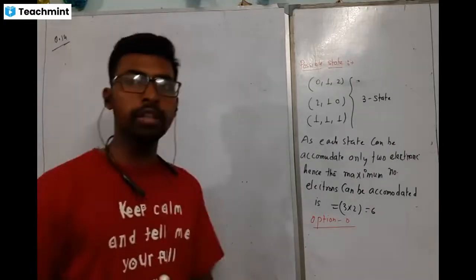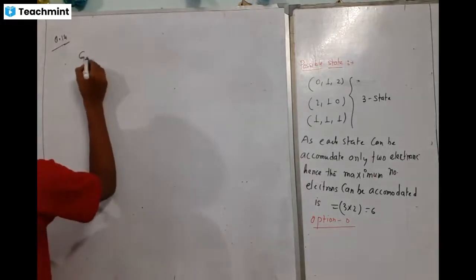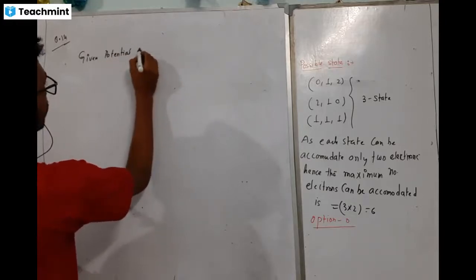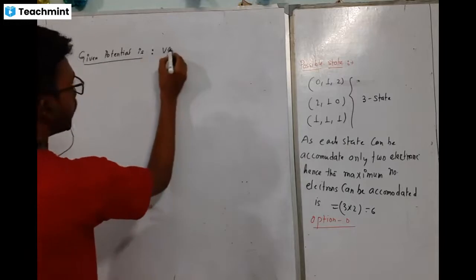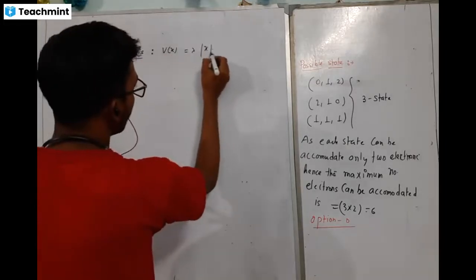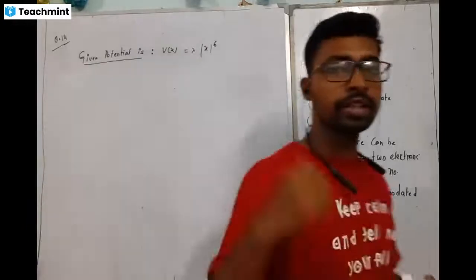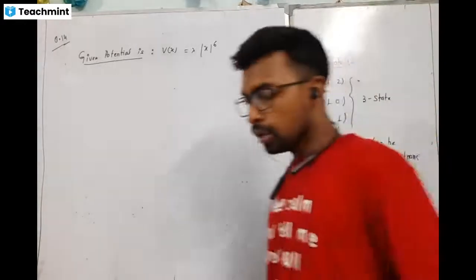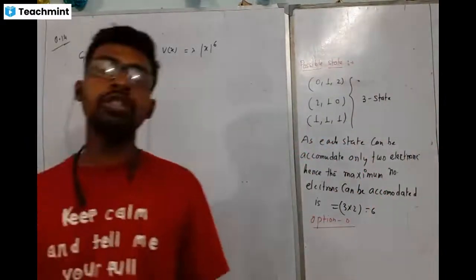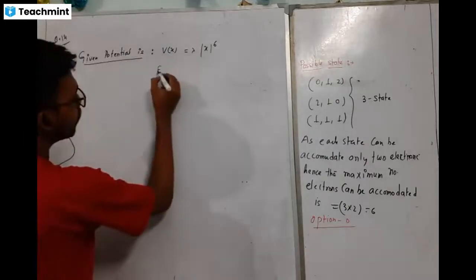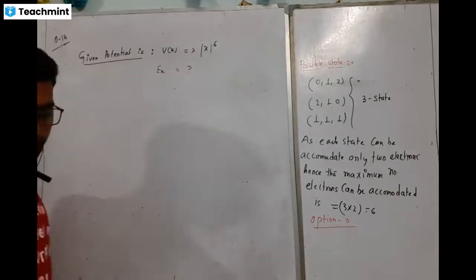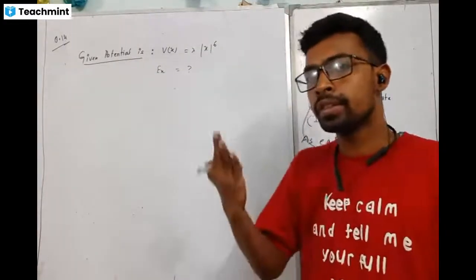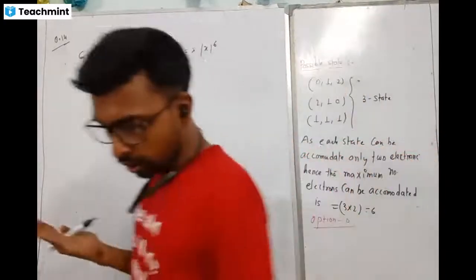So the given potential is V of x equals lambda x to the power 6. We can find the formula of the energy expression. Using this potential expression, you can find the energy of the nth state.